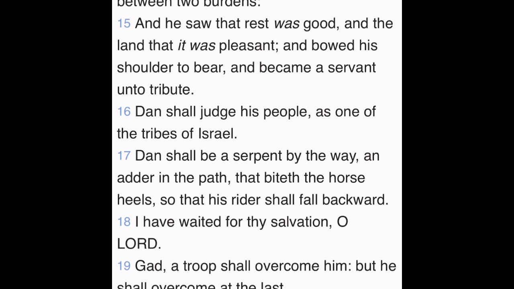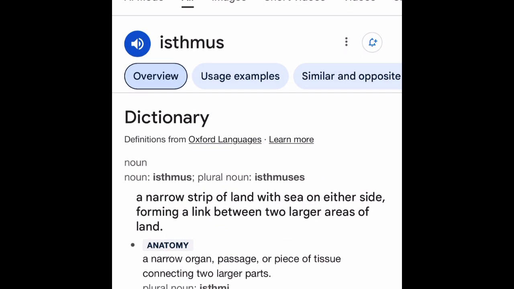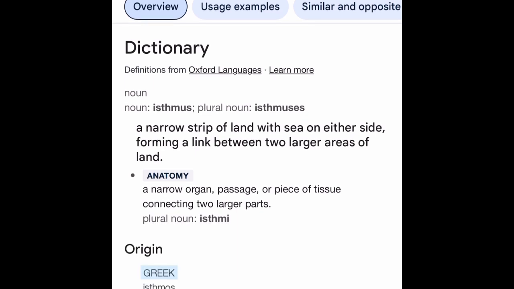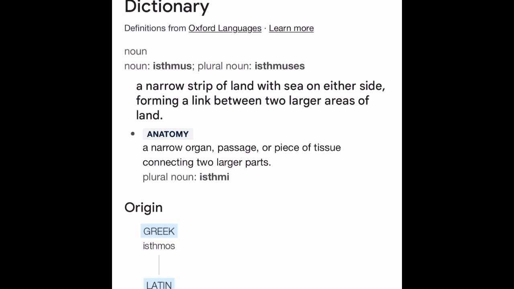So anyway, the Zebulonites are the Guatemalans, essentially the Israelites that dwell in the South American isthmus, which is from Guatemala to Panama. What is an isthmus, one might ask? It's a narrow strip of land with sea on either side, forming a link between two larger areas of land, which are North and South America.